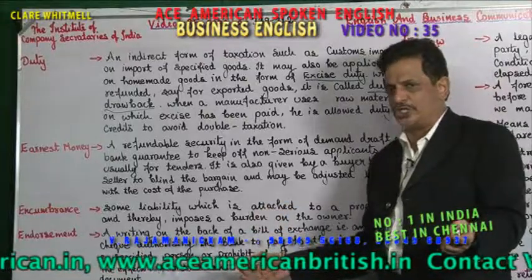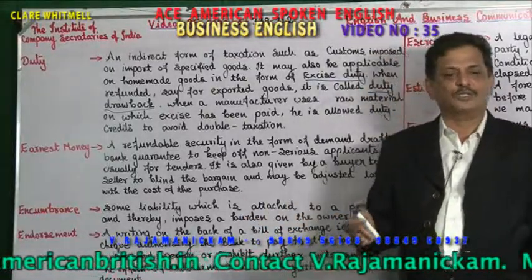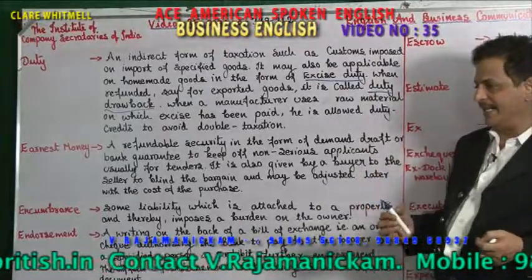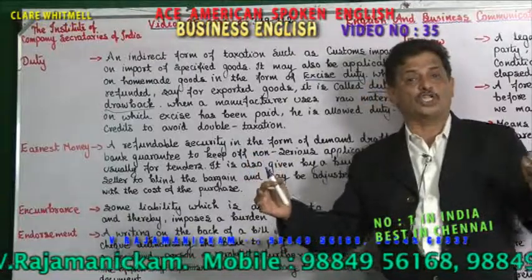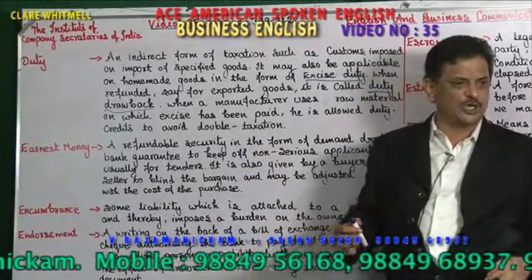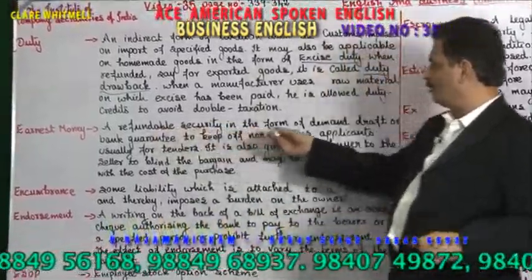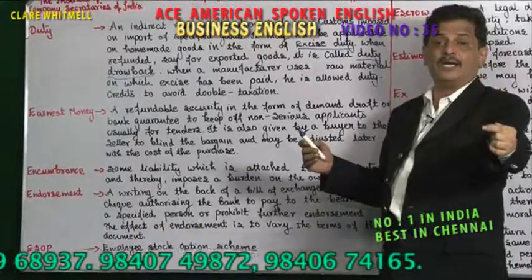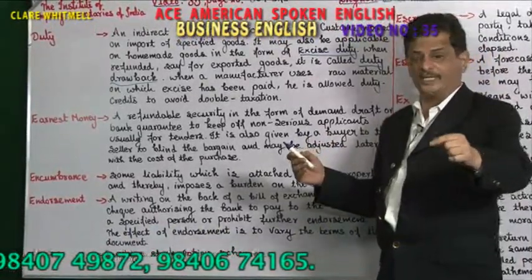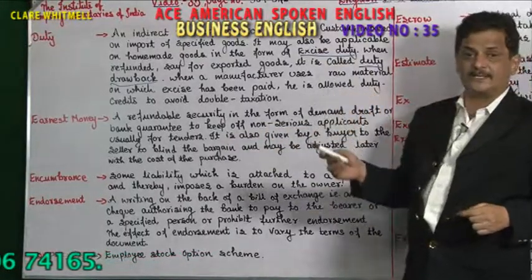They kept it for a mortgage. They are unable to pay. So that has come for auction. So you can go and bid for it and get it. So for that, to take part in the auction, you have to deposit an amount. It is called earnest money, right? So a refundable security in the form of a demand draft. You have to take a demand draft and submit it to the authority to take part in the auction. Bank guarantee to keep off non-serious applicants.